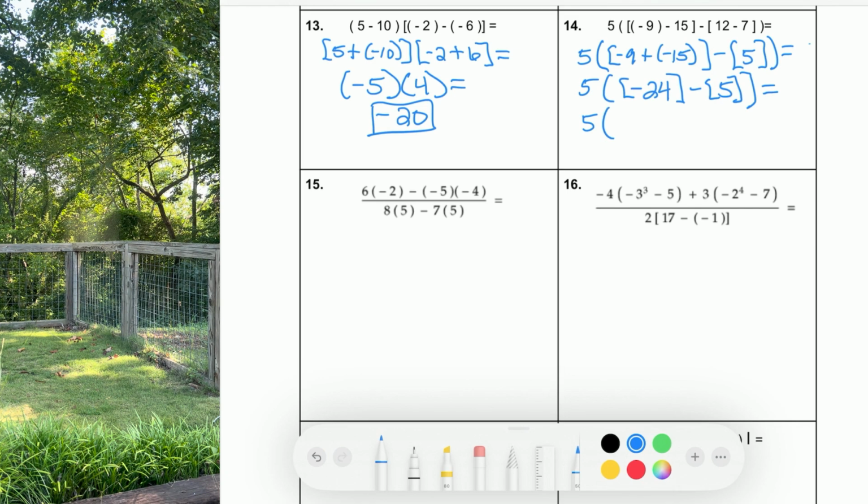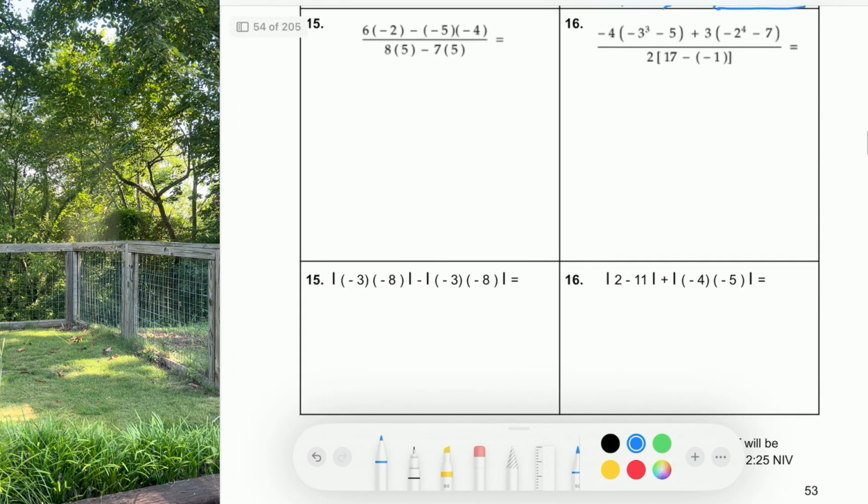So I have negative 24, which stays. Change that minus to plus. Change my 5 to a negative 5. I end up with negative 24 plus negative 5, which is negative 29. Now I can do 5 times negative 29, which gives me a negative 145. And that's our answer.